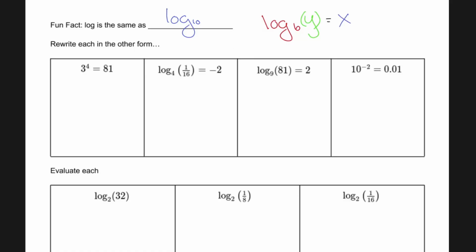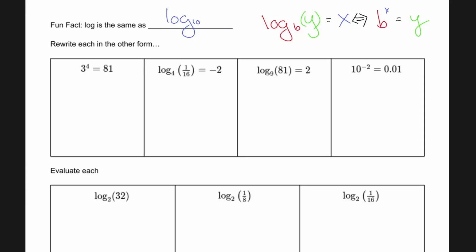That can be rewritten as, or vice versa, b, which I made in red, to the x equals y. As stupid as this sounds, I had a student way back when who, when I taught them this, said, that's bx. And they were trying to say bs. And as stupid as this sounds, that's how I remember it.